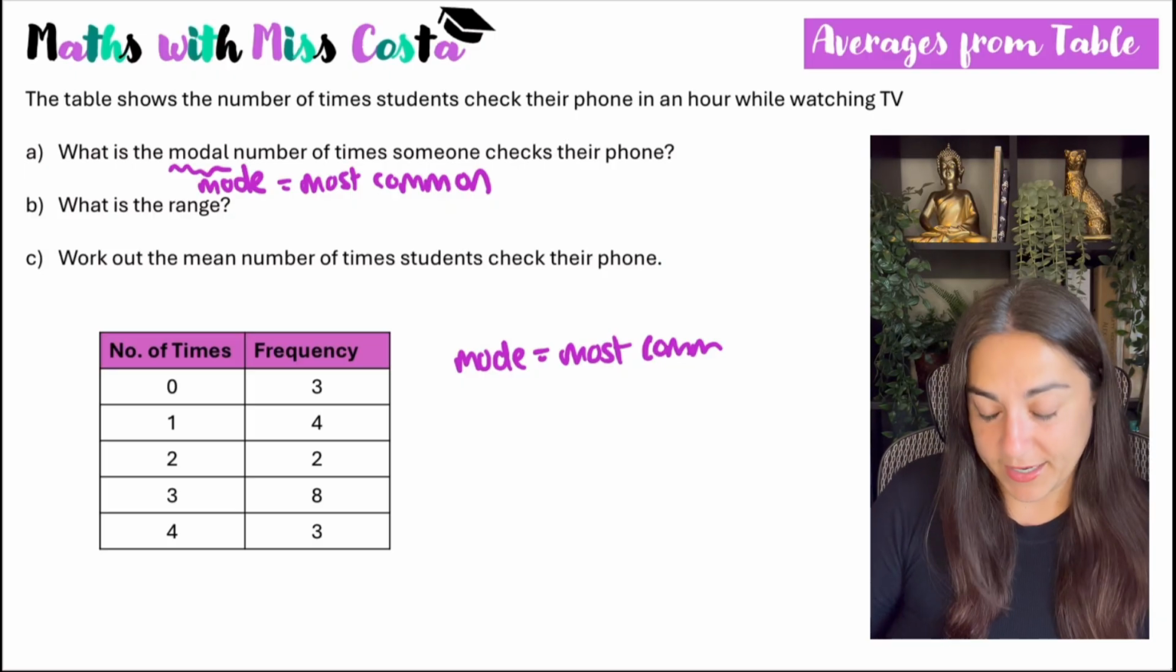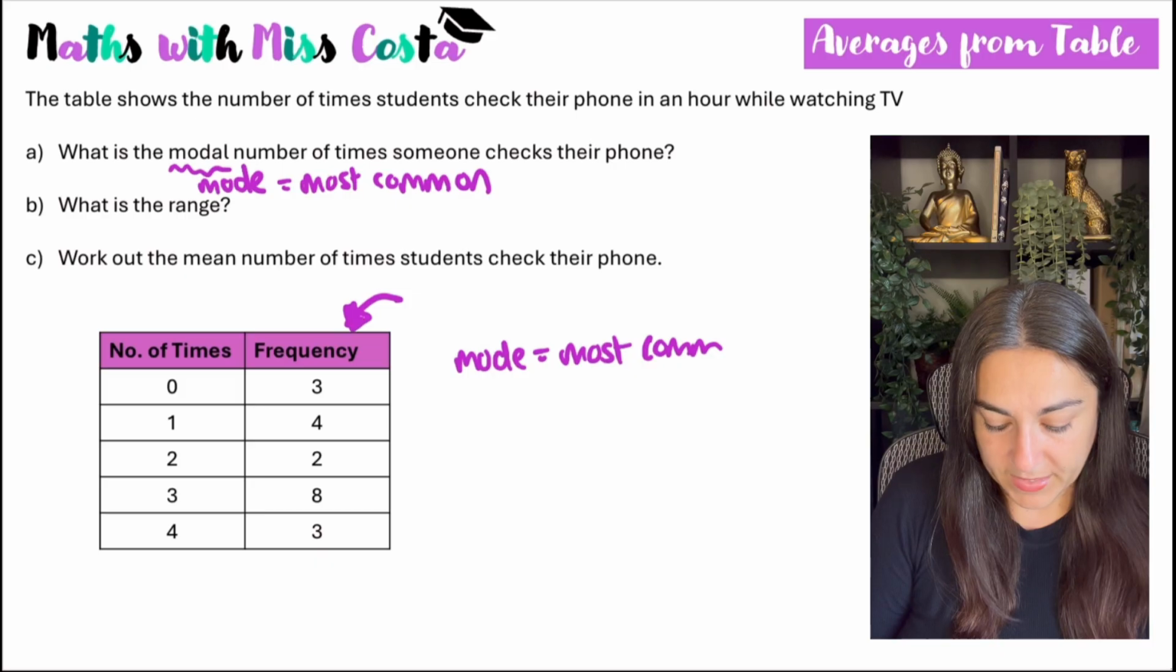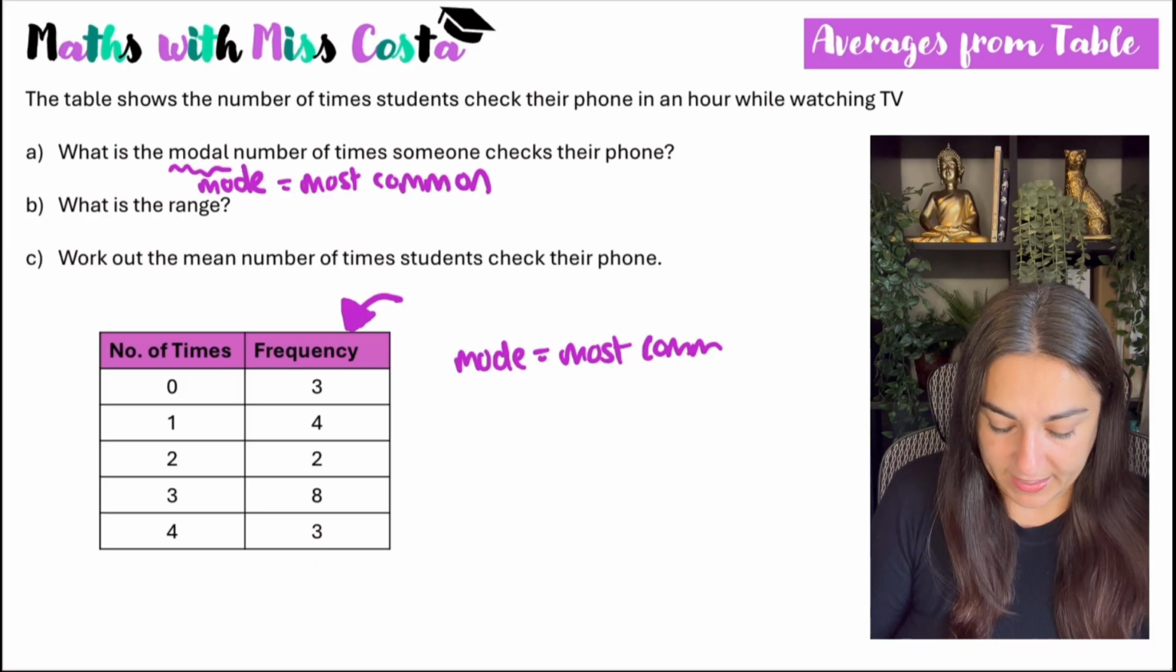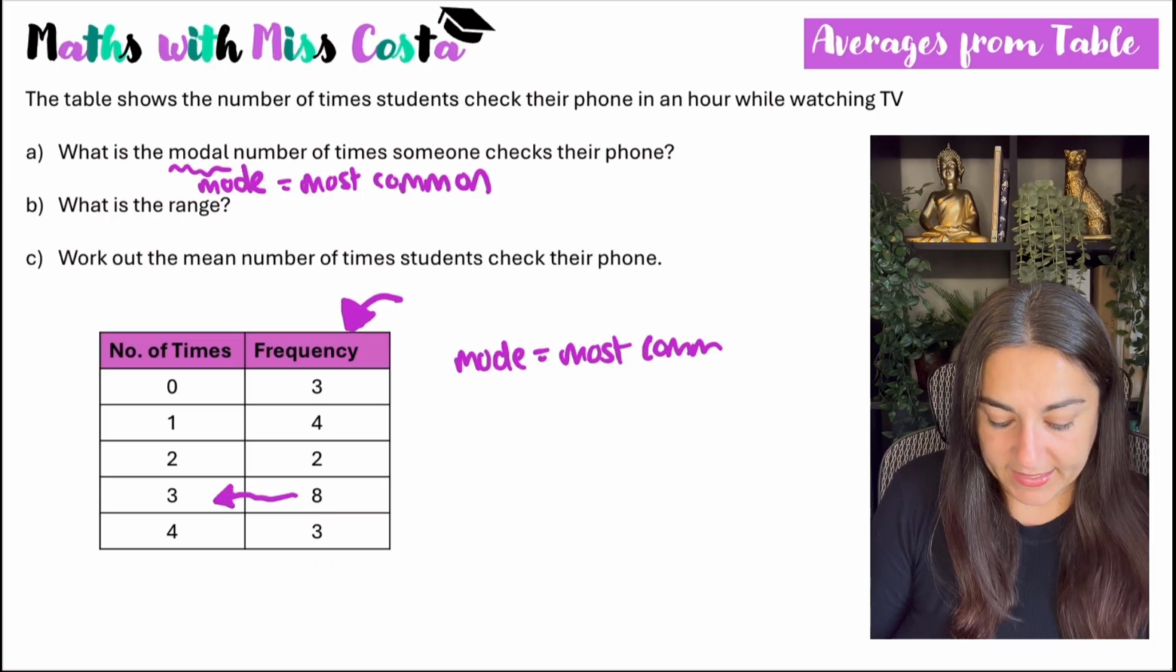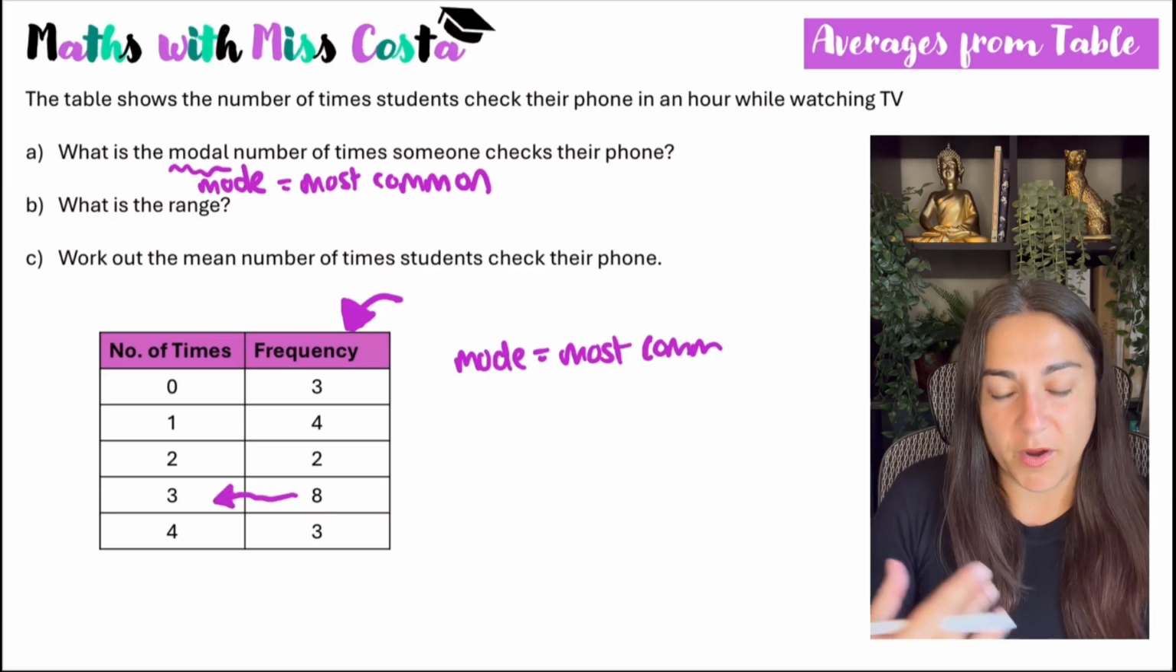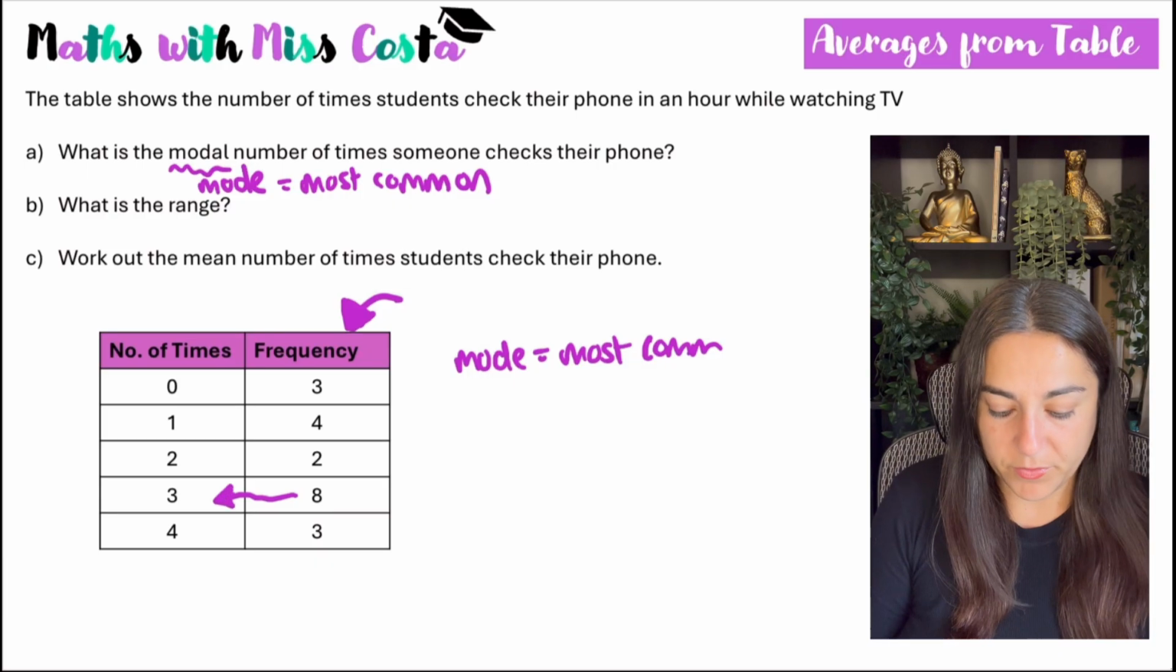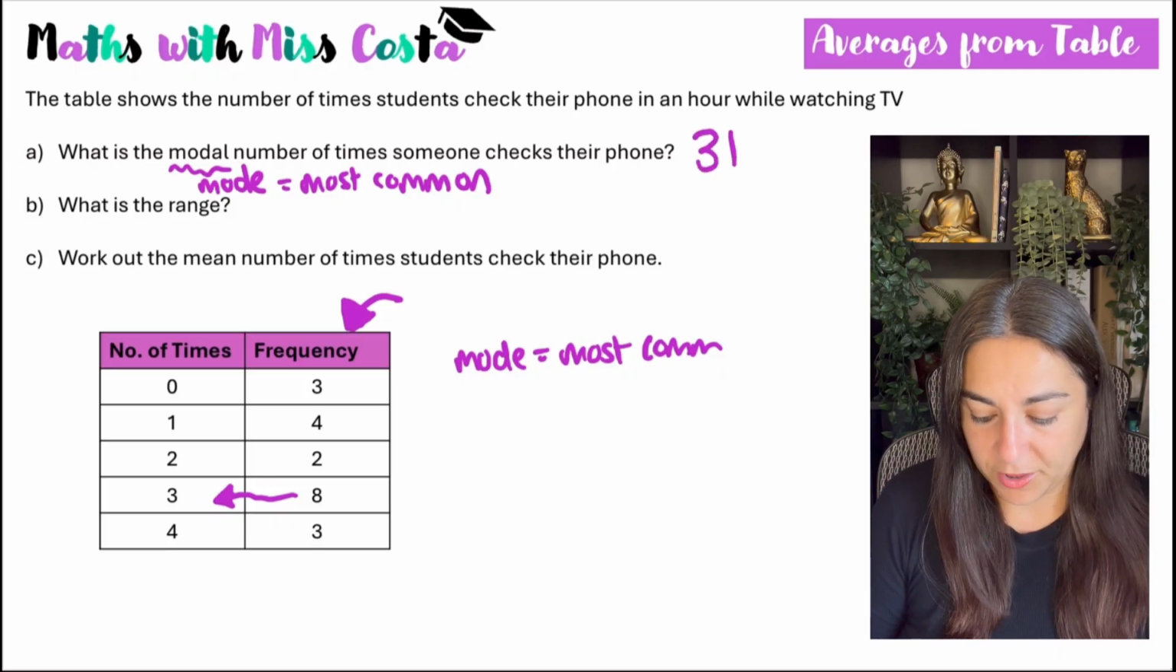So what I do is I look in the frequency column, because that tells me how many times the students have been checking their phone. The highest number is 8. So that means that 8 people check their phone 3 times. So the modal number of times someone checks their phone is 3 times.